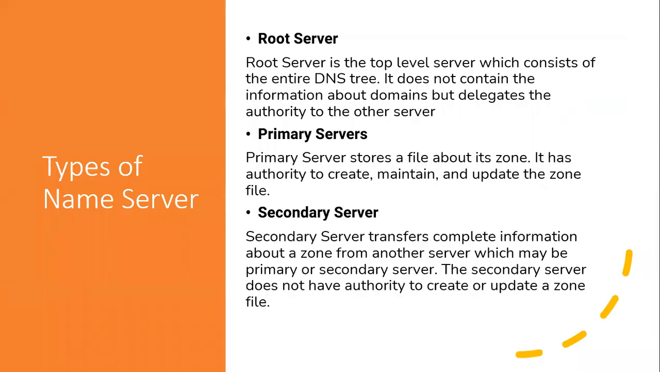So next we have types of name server. Root server. Root server is the top level server which consists of the entire DNS tree. So it does not contain information about domains but delegates the authority to the other servers. Primary server, class, stores a file about its zone. It also has the authority to create, maintain, and update the zone file. The secondary server transfers complete information about a zone from another server, which may be a primary or secondary server. Secondary servers do not have authority to create or update a zone file.